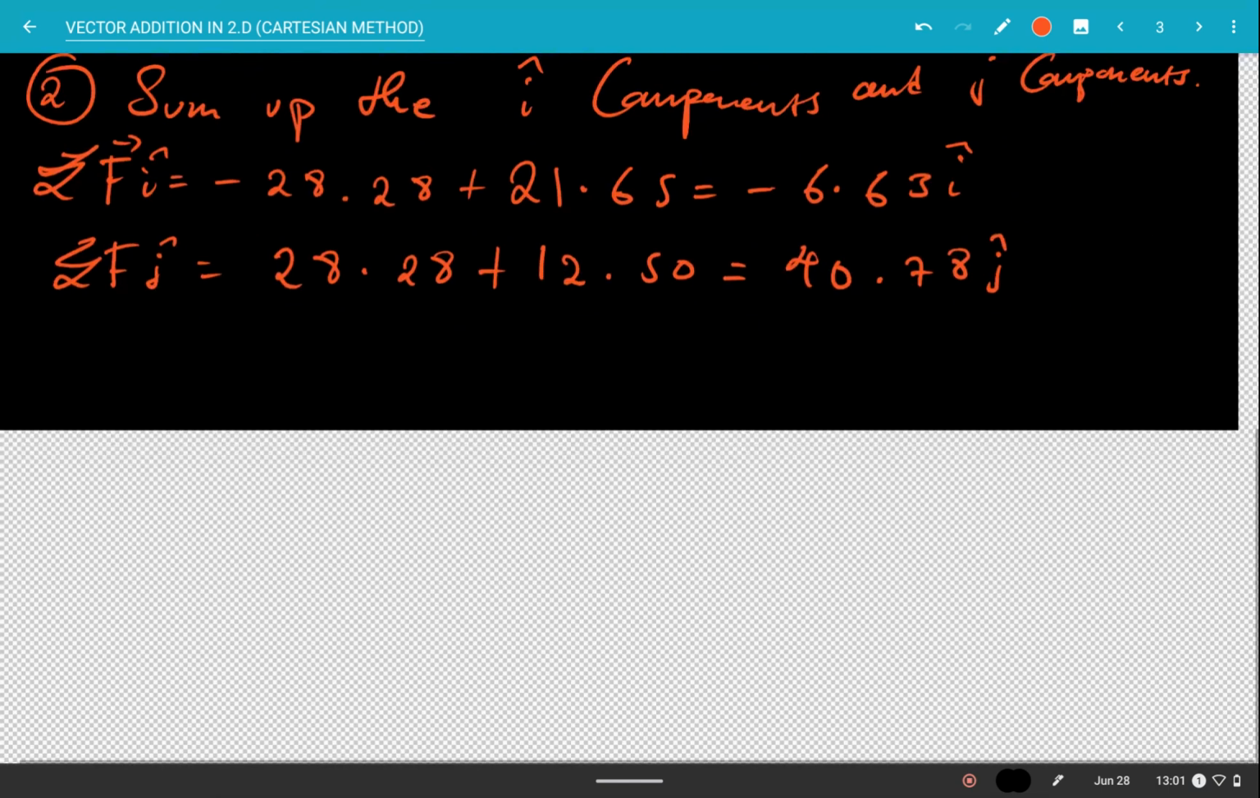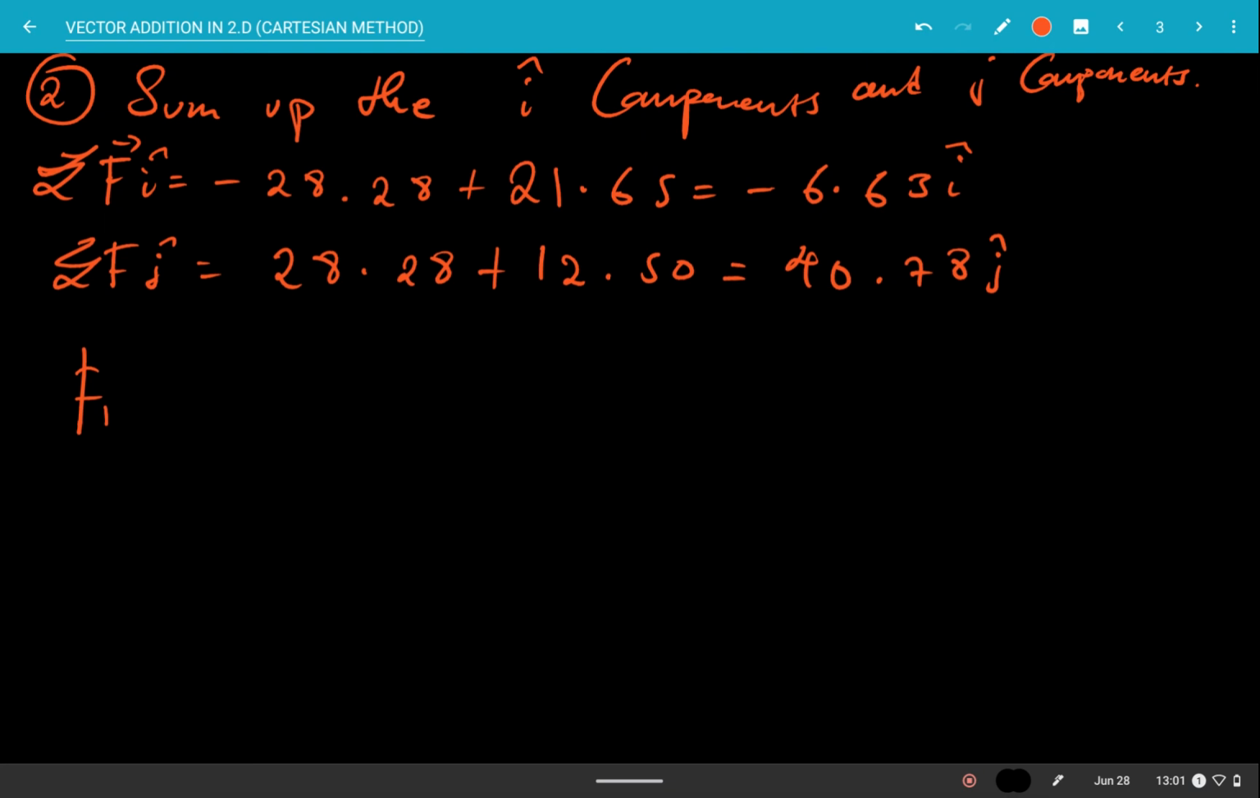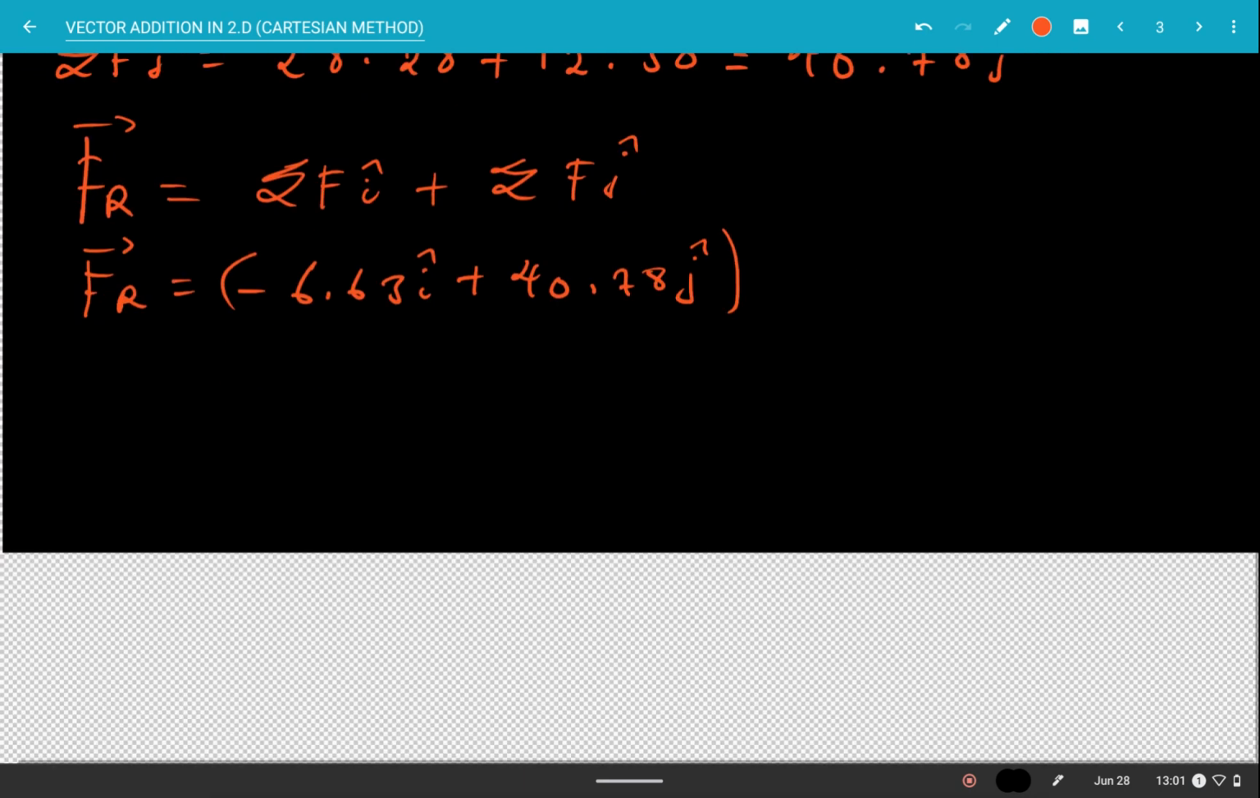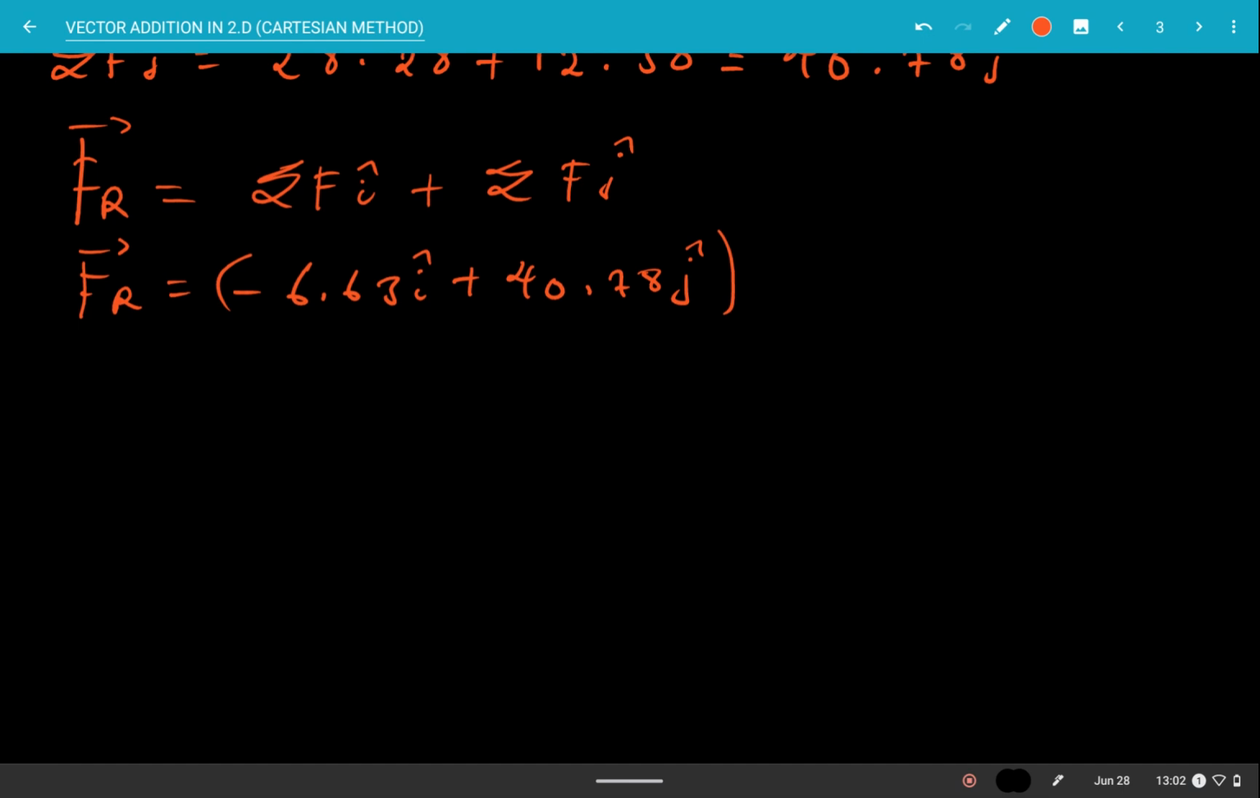So now that we've summed up our forces, remember that the resultant is always equal to the sum of the forces in the I plus the sum of the forces in the J. Therefore, the force resultant is equal to minus 6.63 in the I plus 40.78 in the J. These are the components of the resultant. Now, since we've written down the components, the last step, which is step 3, is to find the magnitude.